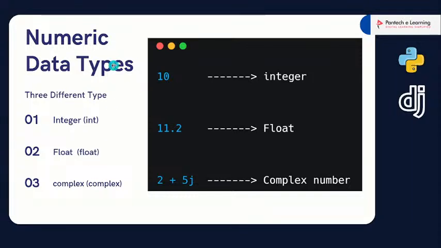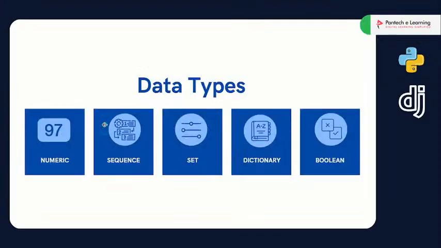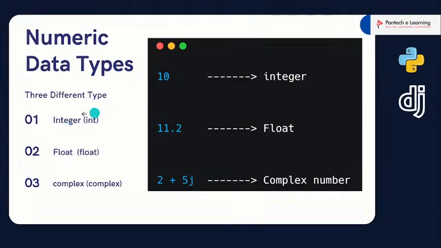There are three types of numerical data type. What are the three types? The first one is integer. What is an integer? Integer means numbers. The numbers are called integer in programming.